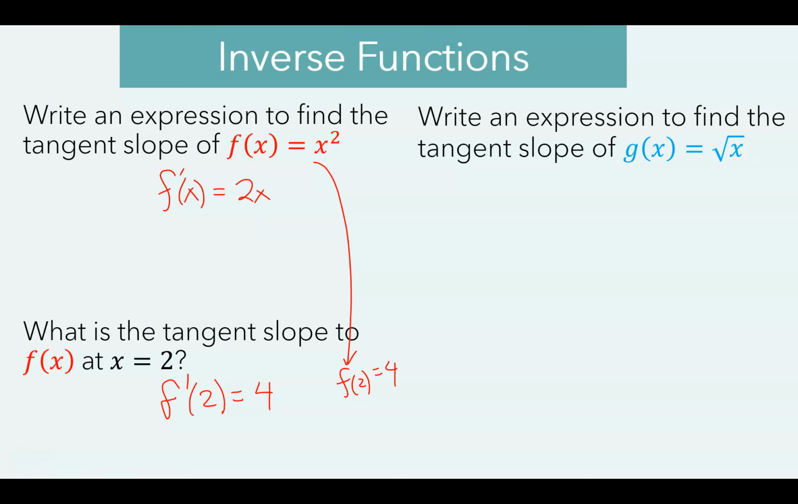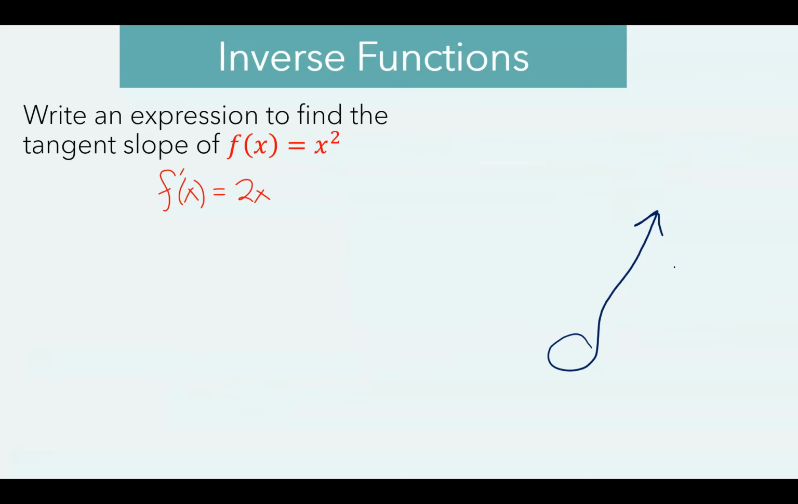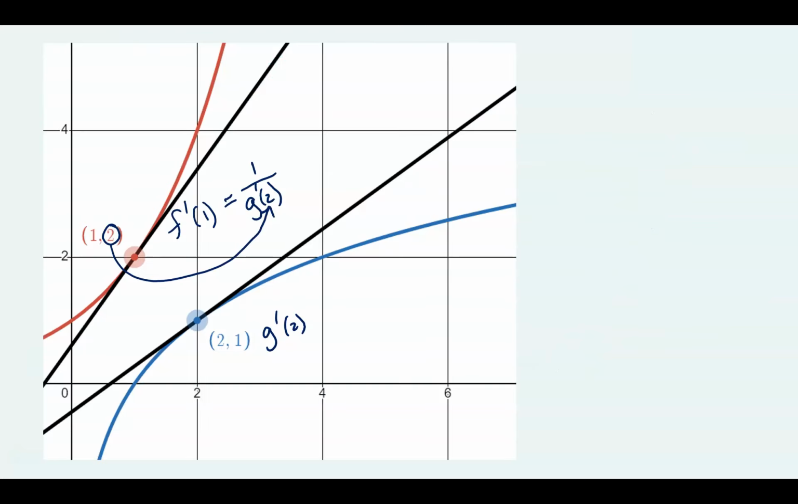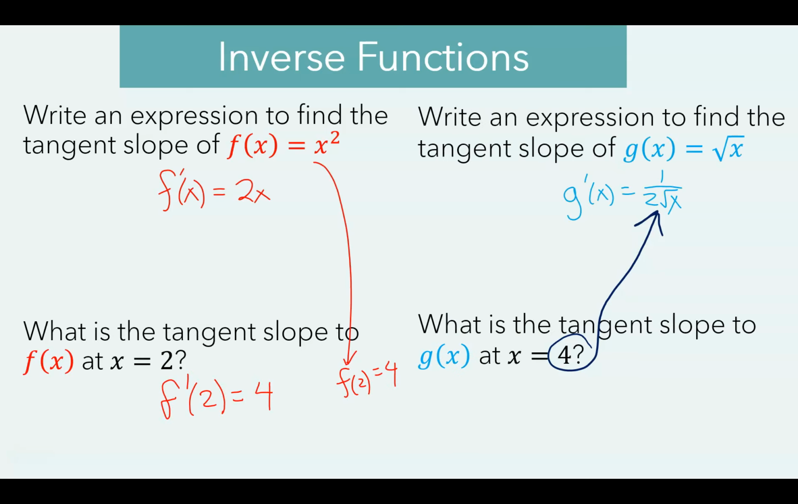So maybe I should do these in a backwards order, but that's okay. It's already here. Write an expression to find the tangent slope of g, and that's of course 1 over 2 root x, g prime. And then you might think I'm asking you to find the tangent slope of g at 4 by putting 4 in here, but I'm not. I'm asking you to think about this relationship. Okay, and so while we have that here, the tangent slope of g at 4 is 1/4.